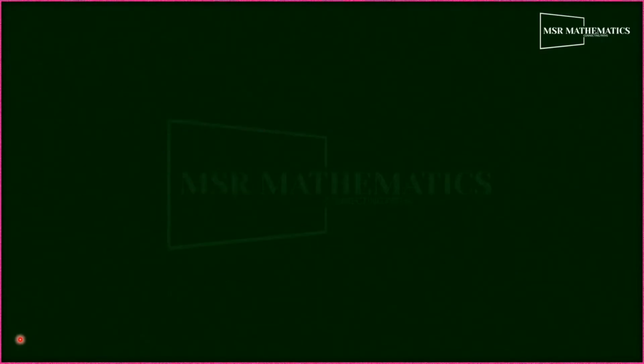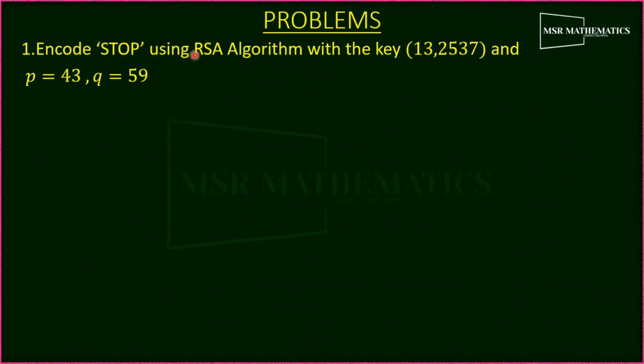We shall see some of the important problems on RSA algorithm. Here is the first problem. Encode STOP using RSA algorithm with a key 13, 2537 and p is equal to 43, q is equal to 59. Here we have to encode the message STOP using RSA algorithm with the key 13, 2537 and p value is 43, q value is 59.